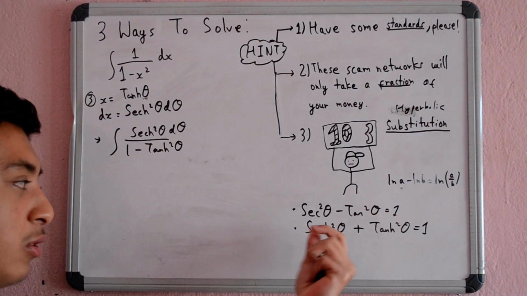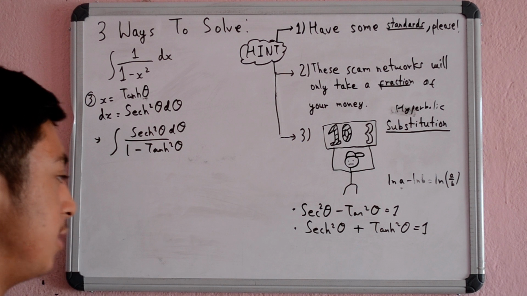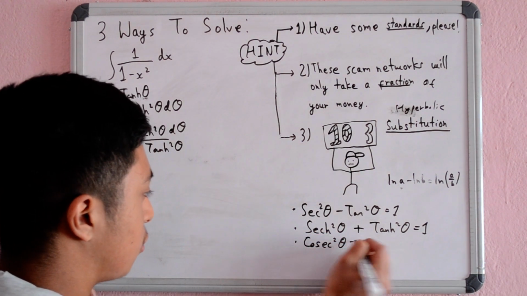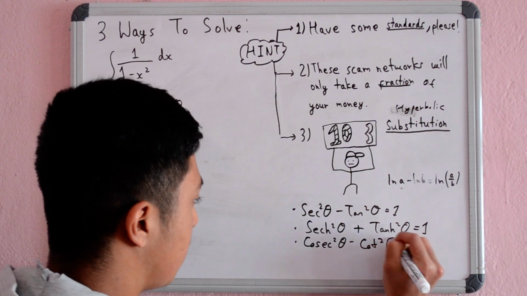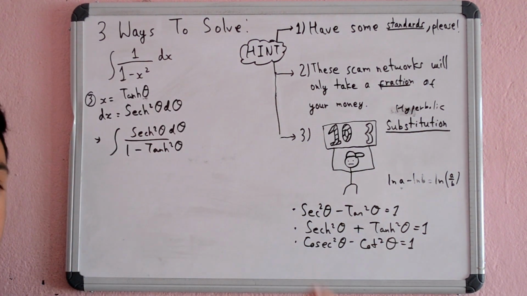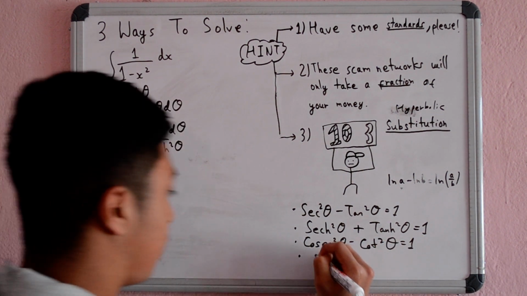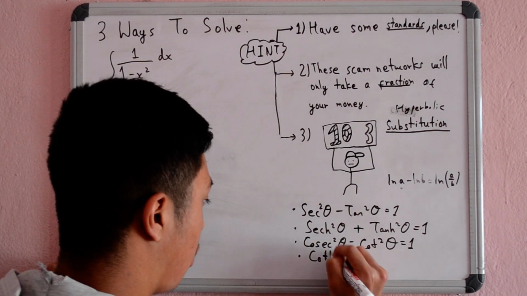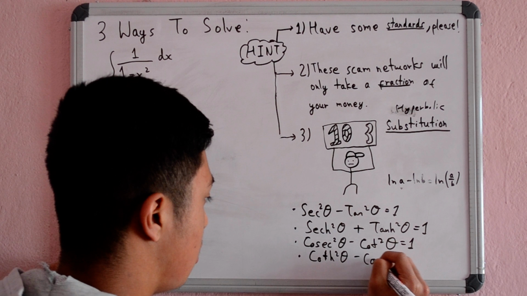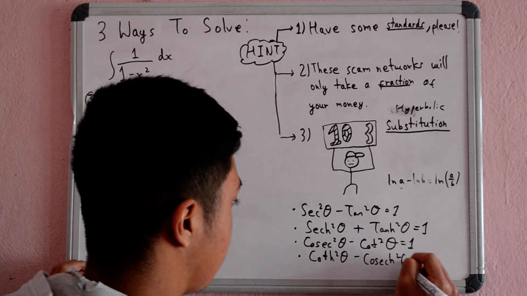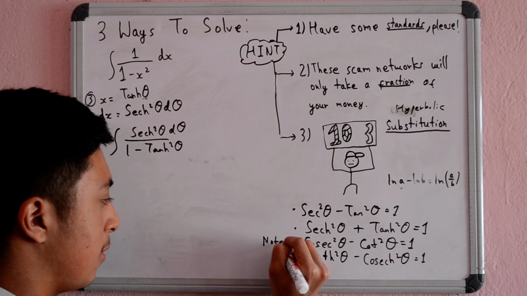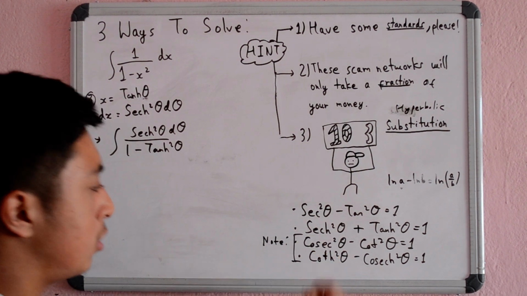Now, this is not true for the cosec cot relation, because let me just show you, cosec squared theta minus cot squared theta is equal to 1. But in the hyperbolic function, you just have to switch these two. So coth squared theta minus cosech squared theta equals 1. So just a little note, these two are the notes.